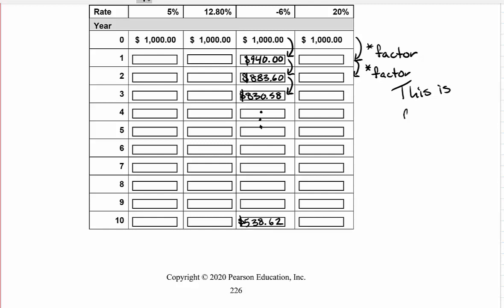This is called exponential growth. When you're multiplying by some number each time, versus linear growth that we learned about in Chapter 5. In linear growth in Chapter 5, that was when you added or subtracted a number each time. This is different. We are multiplying by a factor each time. That's exponential growth. It's a big deal. It's the focus of Chapter 6.